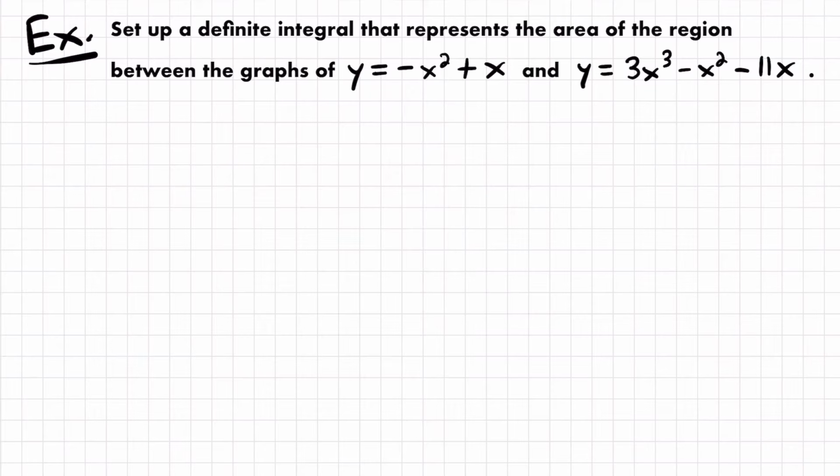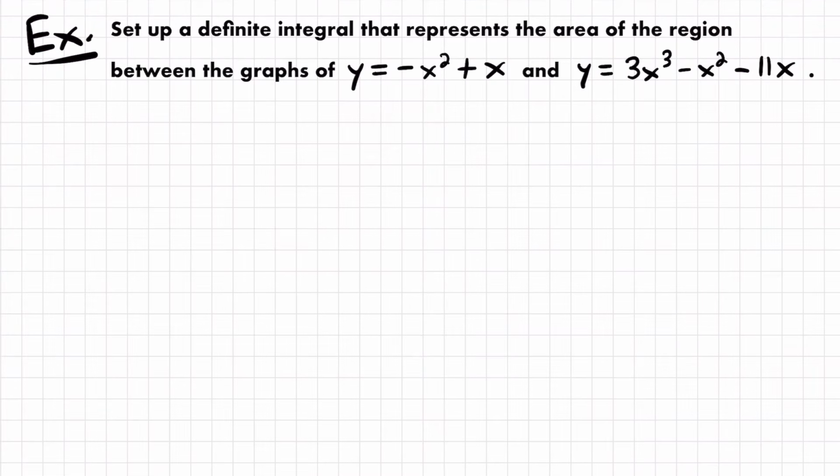Now this is a little bit different because sometimes two functions are going to intersect at more than just 2 points. And when that happens, it is likely that the top and the bottom functions are going to switch at those points of intersection. Because of that, we're going to need to use multiple integrals to find the area of the region formed between these two functions. Let me show you what I mean.